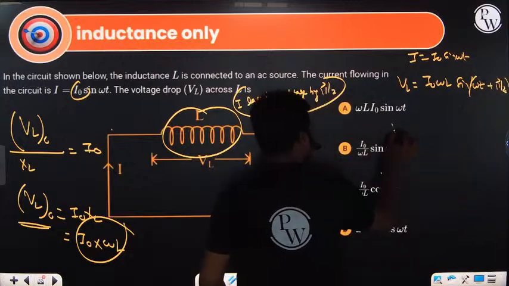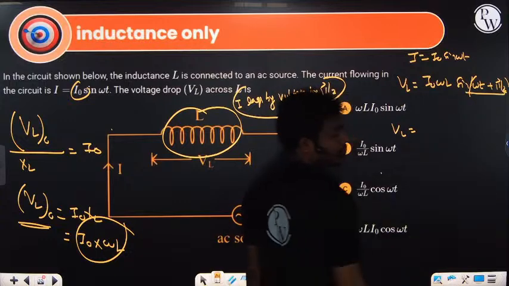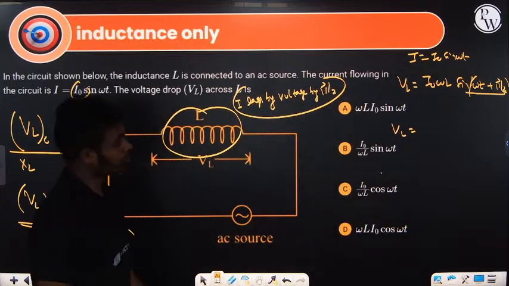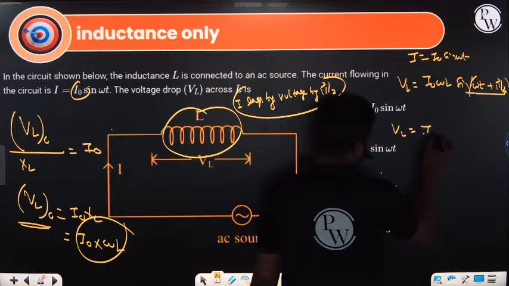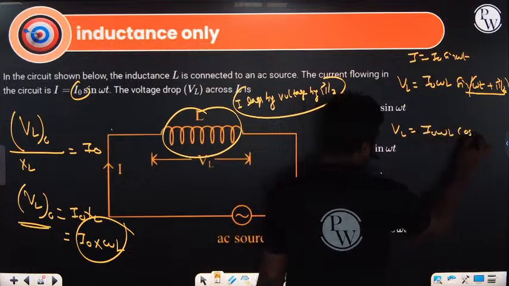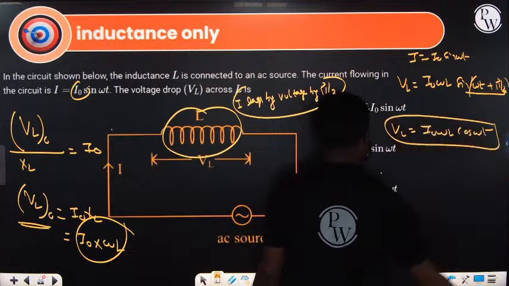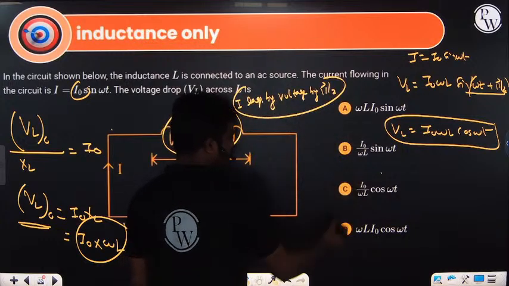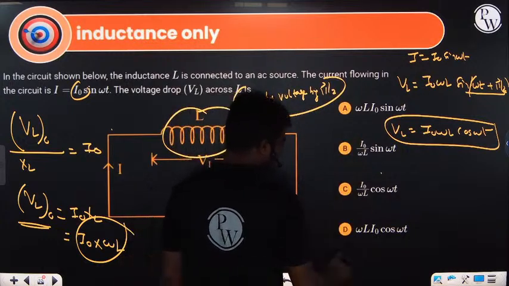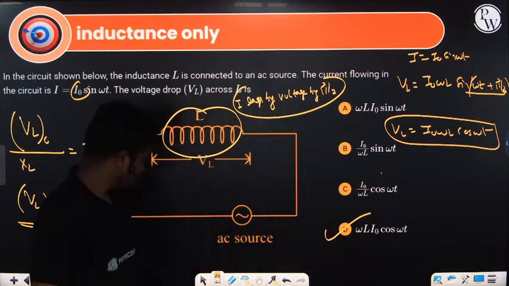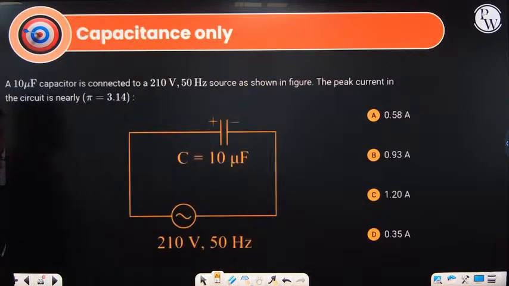Sine of something plus pi by 2 is cos of something. So this will be I naught omega L cos omega t. Clear? So the answer will be I naught omega L cos omega t. The answer will be option D. So moving to the next question, where only a capacitor is there.